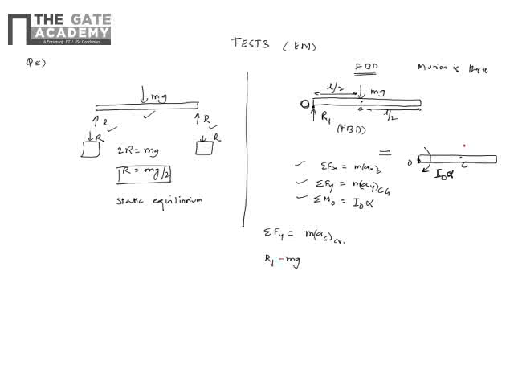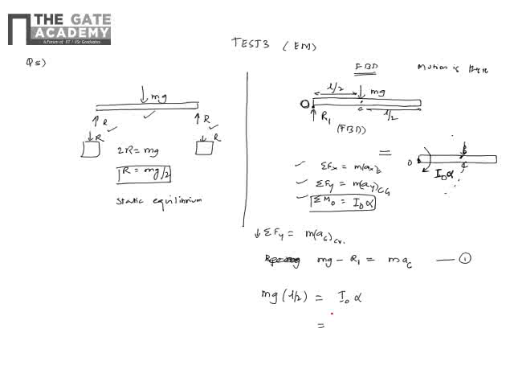Now the acceleration of point C is downward, so let's take downward forces as positive. So mg downward minus R1 is equal to m a C. This is equation one. For the second equation, we apply moment about O. The weight mg produces a clockwise moment, so mg into L by 2 is the moment about O, and that is equal to I naught into alpha.